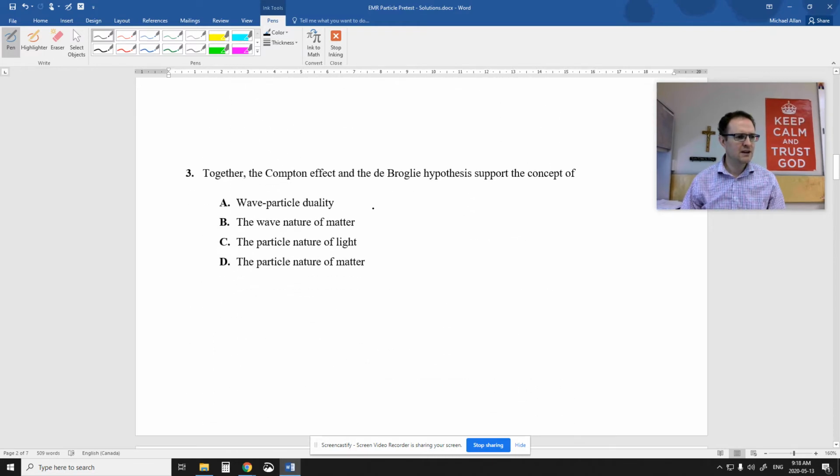Okay. Together, the Compton effect and the de Broglie hypothesis support, well, together, Compton and de Broglie is a wave-particle duality, right? Compton specifically supports the particle nature of light, and de Broglie supports the wave nature of particles.